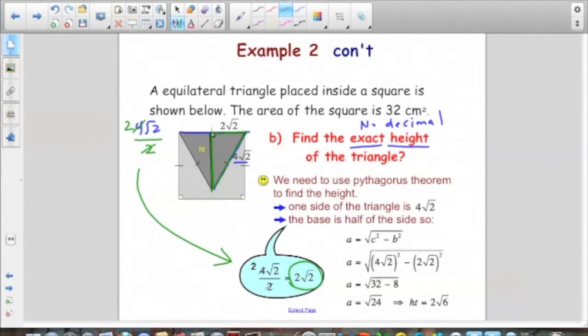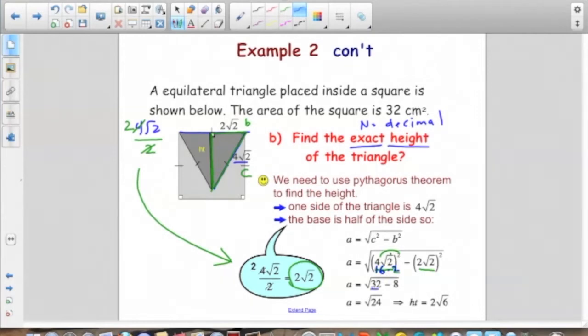Now let's apply our Pythagoras. We know we have a C, because this is the C, the longest side, and this is the B, the base of the triangle. So we put the C in, we put the B in. When you square that number there, you get 16. And when you square a square root, it disappears, so it becomes 2. So what it becomes is 16 times 2, which gets us 32.